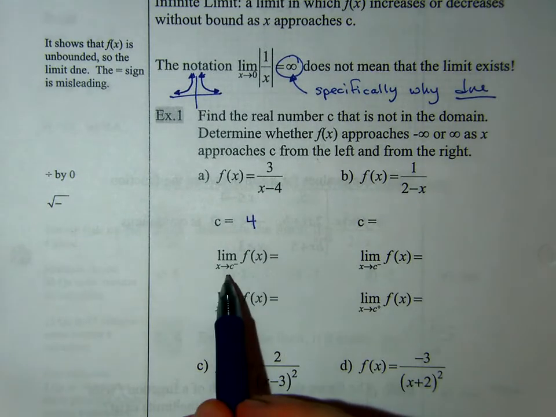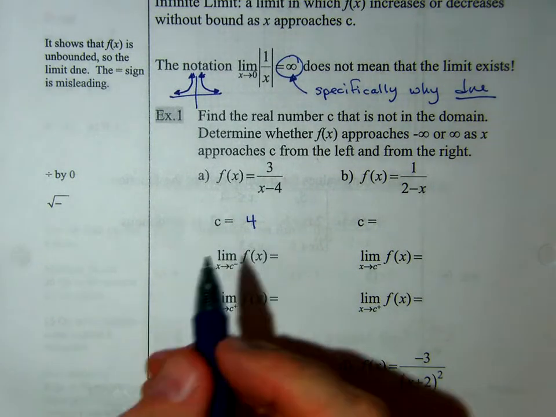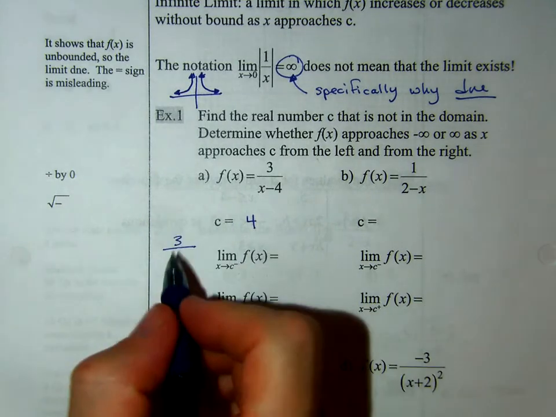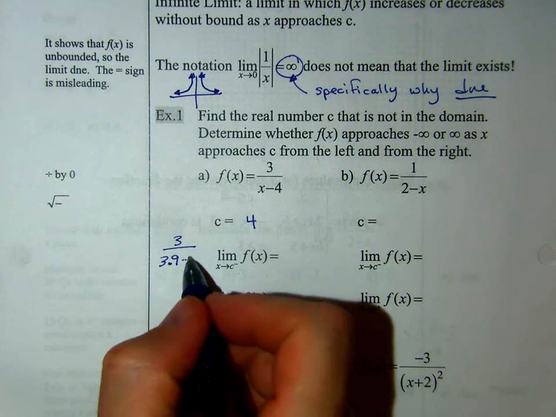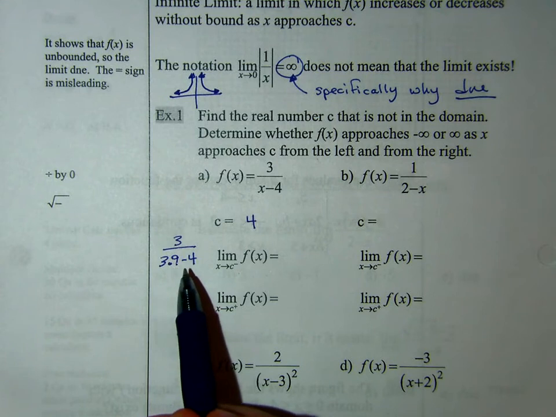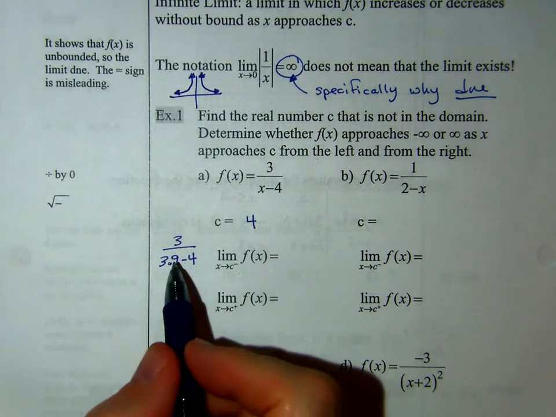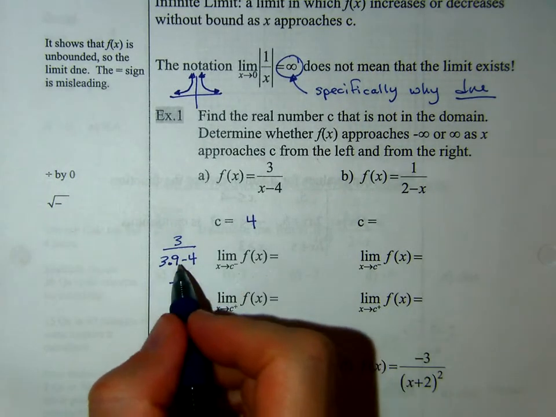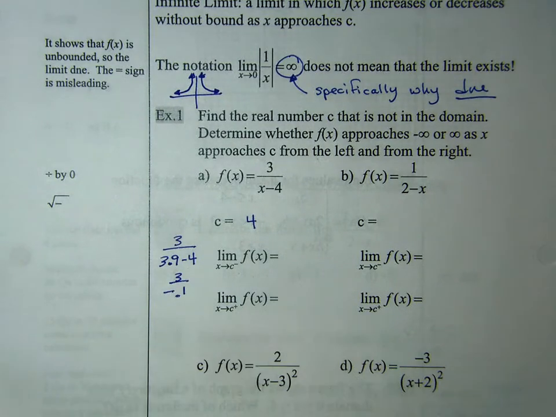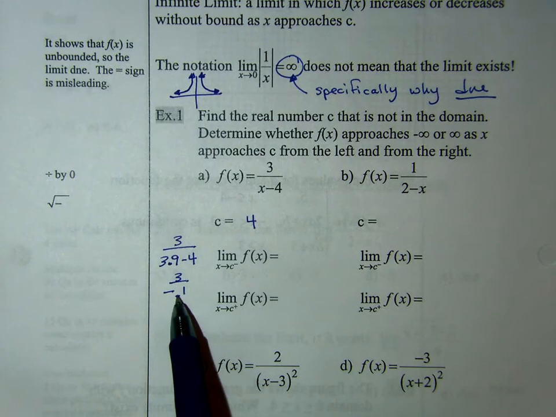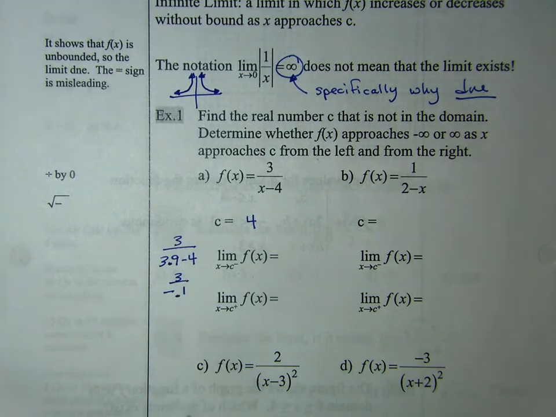If we approach 4 from the left, we have 3 over, and to the left of 4 is, for example, 3.9. Now that's just an example. I don't want to write 3.99999. You have to be clear that you're thinking of a concept, not an actual number here. So that's going to be 3 over, and when we subtract these, we get negative 0.1. If you divide that, you get negative 30. If you keep going and you get 3.99, you would get negative 0.01, and dividing that would give negative 300.